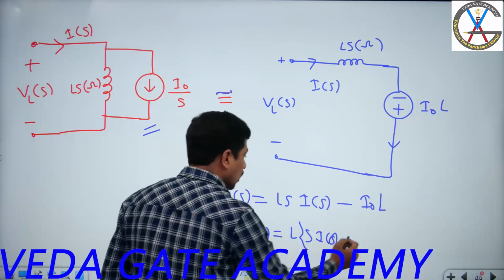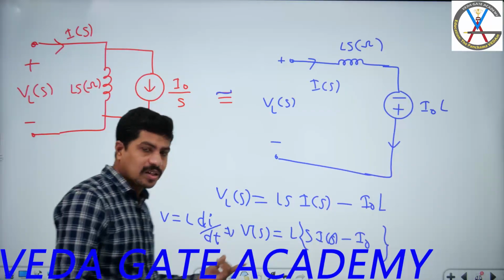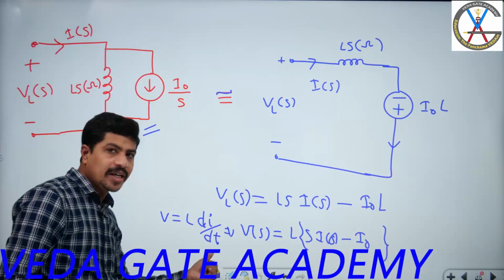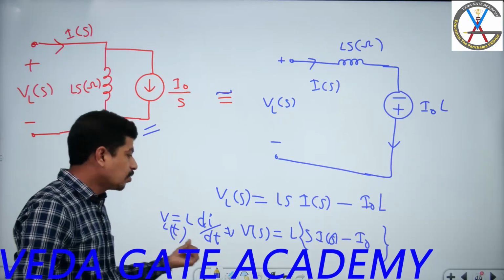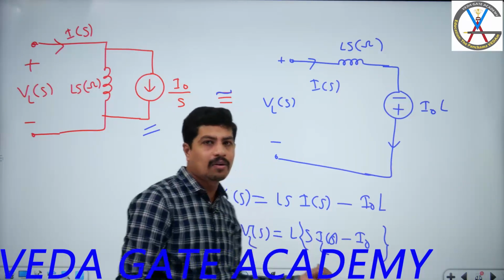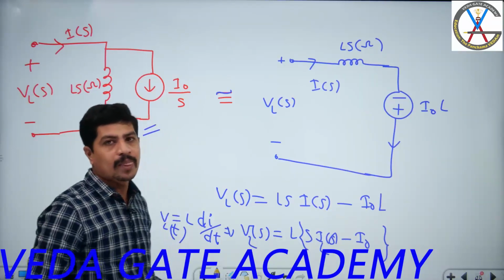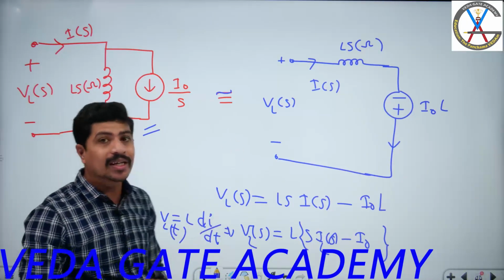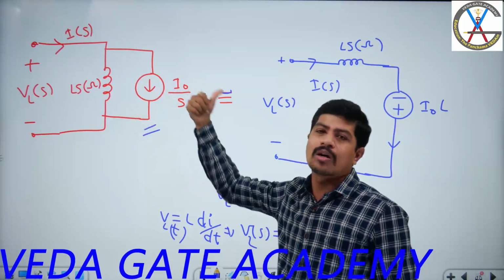That we are writing it as what? I0. Yes, that L will go inside. Come on, this is very simple. V is equal to L di by dt. The VL, in fact, VL of t, this is in time domain. Okay, VL of s is Ls into IL of s minus I0. If you throw this L inside, these both are exactly matching. So this is how we represent an inductor with initial conditions in S domain, either this way or this way.